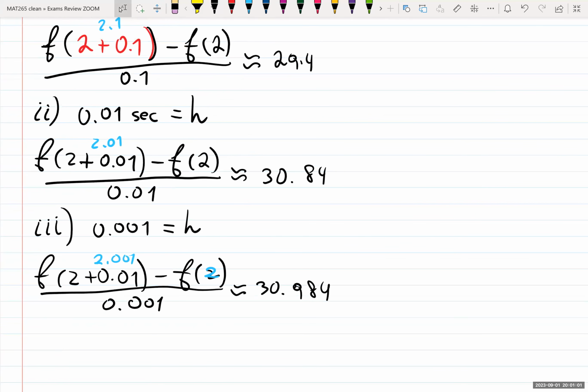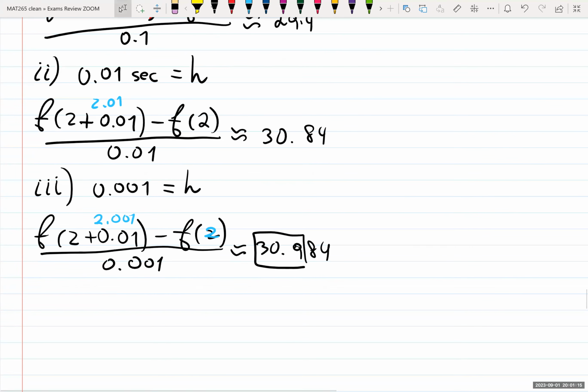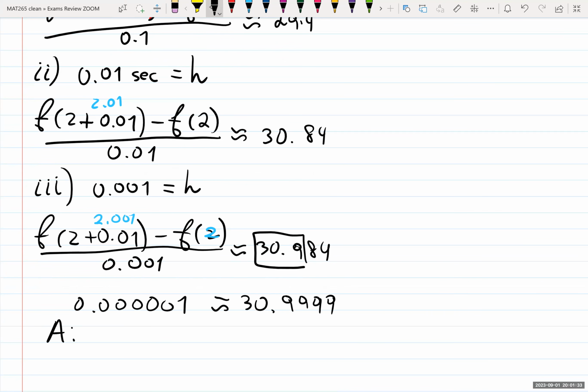We only do it from the left, so you just take the approximation, 30.98, which we can round up to 31. If I take 0.00001, it's probably going to be approximately 31, like 30.9999999. That's how you know. The answer is 31. The answer says we guess the instantaneous velocity at t equals 2 is 31, since the previous results seem to be approaching that number.